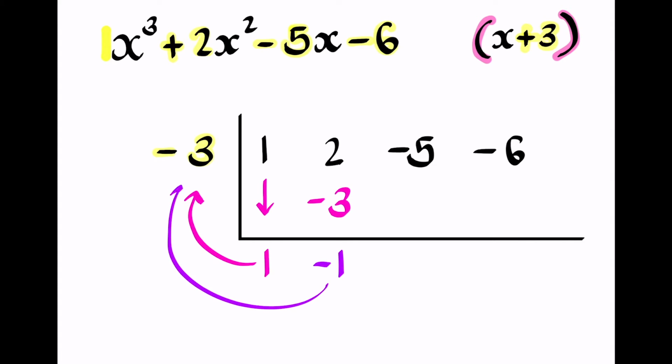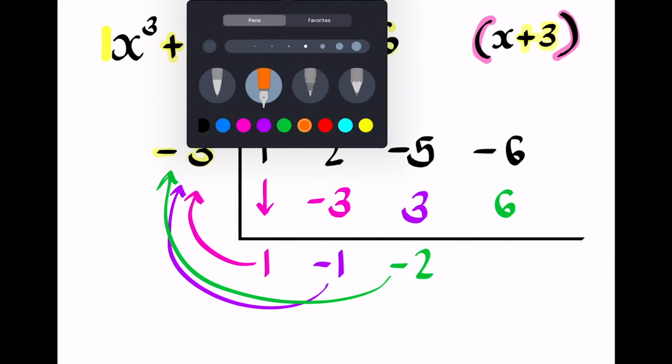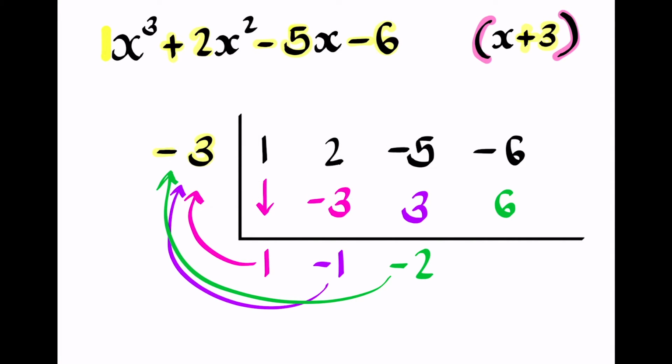I then take that negative 1 and I multiply it with the negative 3 and I get a positive 3. Now I'm going to say minus 5 plus 3 gives me negative 2. I take that negative 2, I multiply it with the negative 3 and I get an answer of positive 6. And then I'm going to say negative 6 plus 6 and that gives me 0 as a remainder.